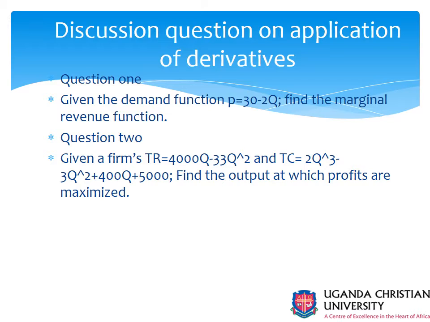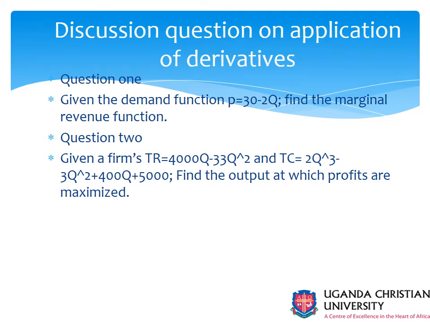For example, we have an example: given the total revenues as 4,000Q minus 33Q squared, and then total costs is equal to 2Q cubed minus 3Q squared plus 400Q plus 5,000. So find the output at which profits are maximized. So we are going to look at this example and we see how we can compute the profit function. How do we get that output at which firms or this particular firm maximizes the profit.